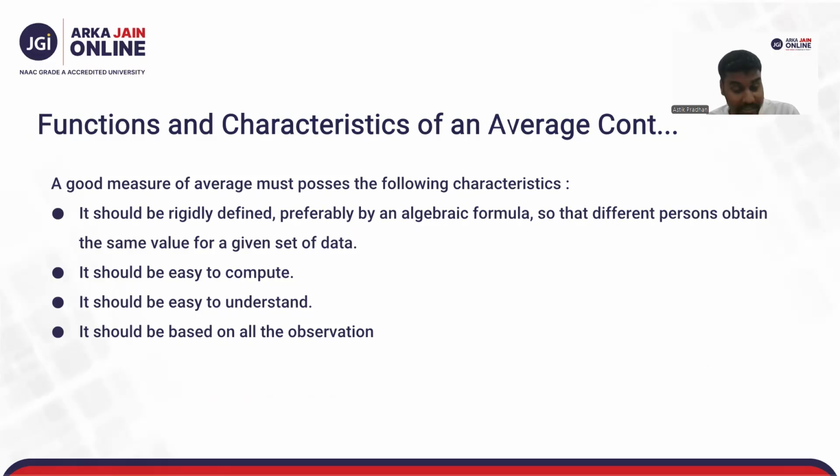Okay. Next, it should be easy to understand, because if it is not easy to understand, it will be difficult for any person to make the correct decision. Next, it should be based on all the observations, because based on the data points, the observations, we are going to find the average. If such observations are not there, it will lead to failure, or I can say we are going to get the wrong value. So these are some characteristics of an average.